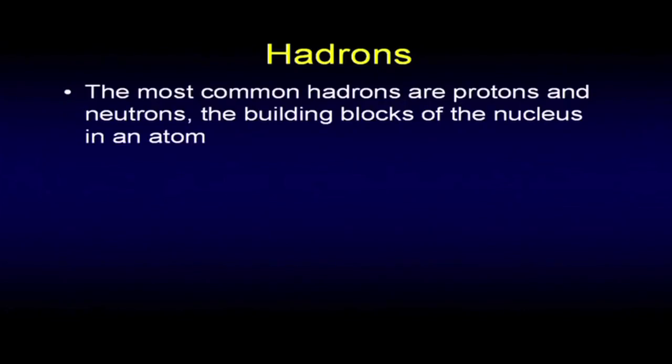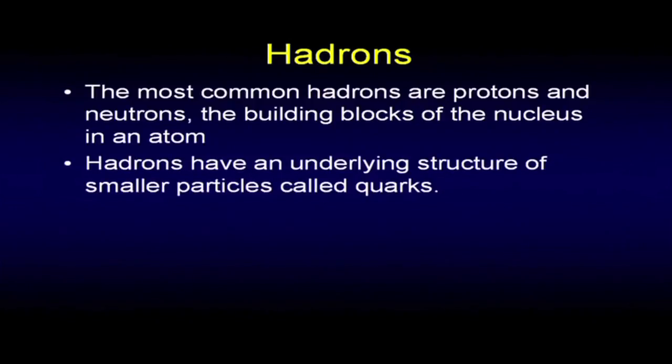The most common hadrons are protons and neutrons. You've probably run into those in school in chemistry, making up a nucleus. Protons and neutrons, they're the building blocks of the nucleus of an atom. Hadrons have an underlying structure of smaller particles called quarks. We'll talk a little bit about quarks.